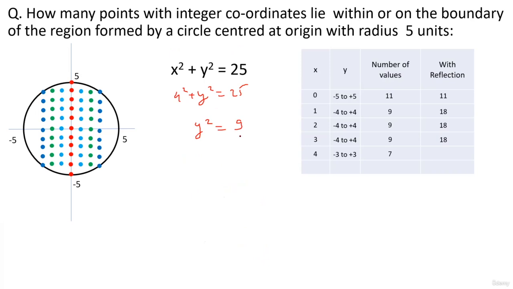That means y is going from minus 3 to 3. There are 7 values. Including the reflection, that makes 14. You can see 7 and 7 for both x equal to 4 and minus 4. In the last case, when x equal to 5, y can take only one value, which is 0. The same value will be applicable for x equal to minus 5 also, right?